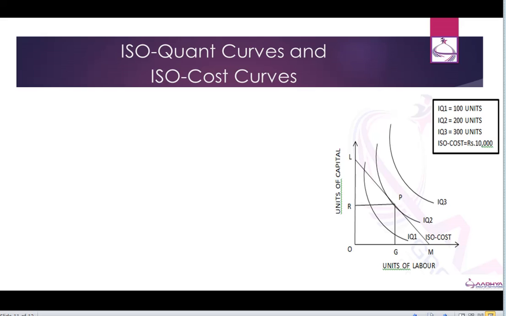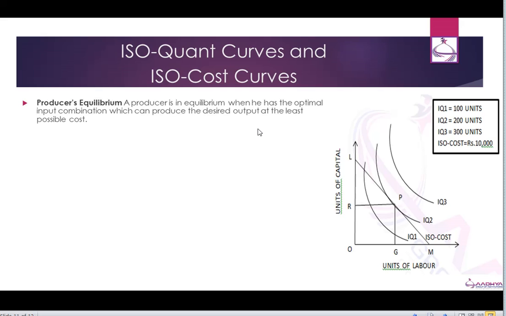Okay, so let me try to explain. We have an Isocost curve, let's say for 10,000 rupees, which shows, within the budget of 10,000, all the different combinations of labor and capital I can hire. Now given these different combinations, what is the most efficient level of output I can produce as a producer? So when is a producer in equilibrium?